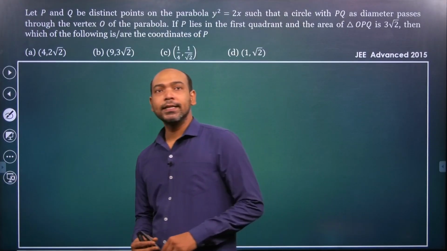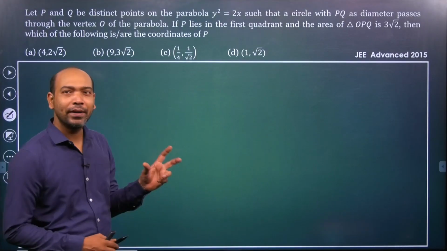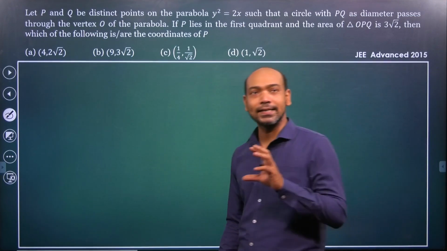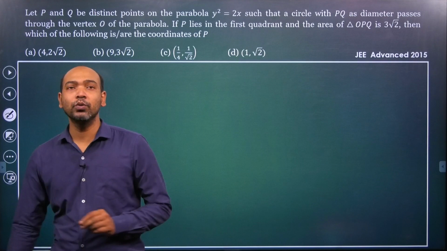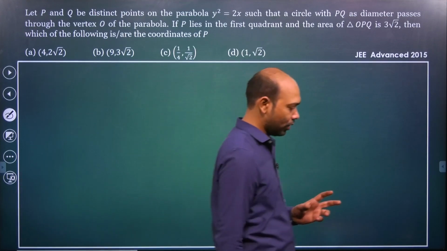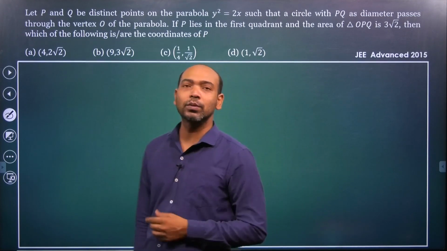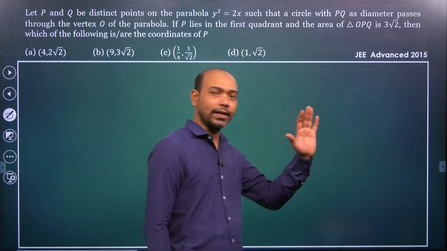Hi all. In this particular problem which appeared in JEE Advanced 2015, what is being talked about? It says that P and Q are two distinct points on a parabola y square equal to 2x. So y square equal to 2x means it opens towards the x-axis, to the right, this side.